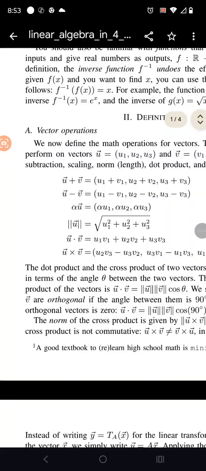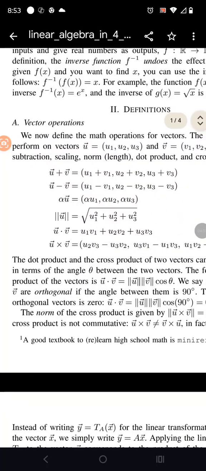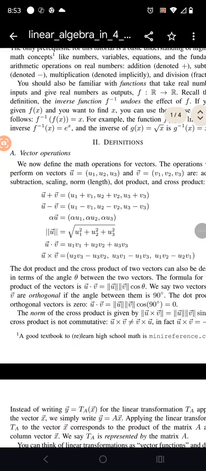u cross v, that is the vector product. That is a bit of a different thing, a bit of a tricky thing. It is not very used anywhere, is it? Anyway, u cross v equals u2 v3 minus u3 v2, u3 v1 minus u1 v3, u1 v2 minus u2 v1.